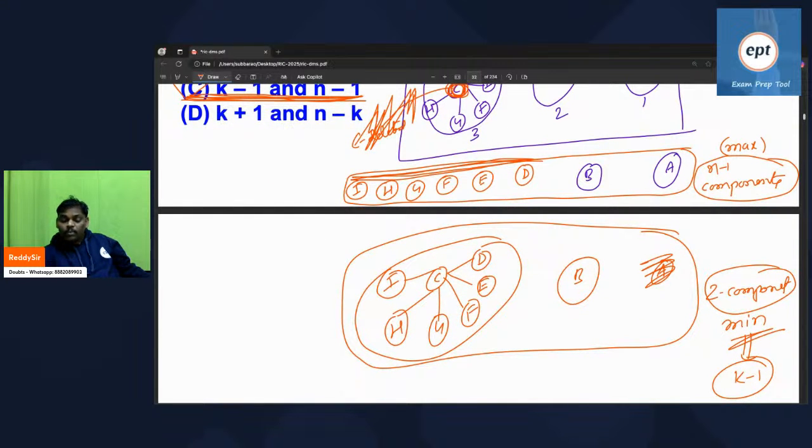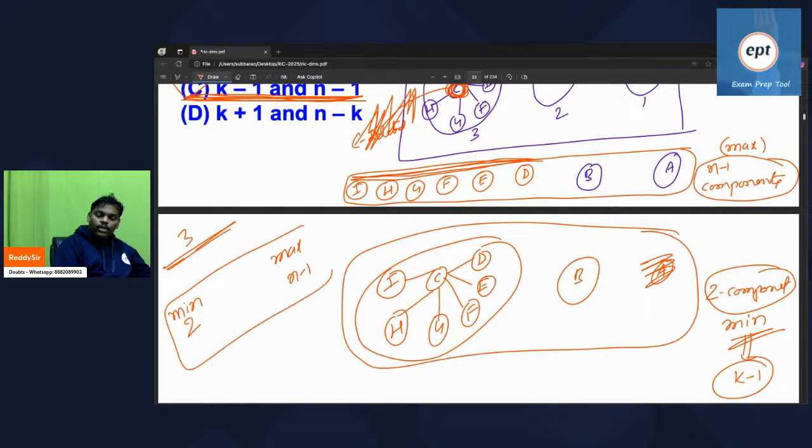So remember everyone, minimum 2 components. The given problem contains three components. If you delete one vertex, it may become two components minimum. Maximum it will become n minus 1 components. Understand everyone. Three components are there. If you delete one vertex, minimum it will become two components. Maximum it will become n minus 1.